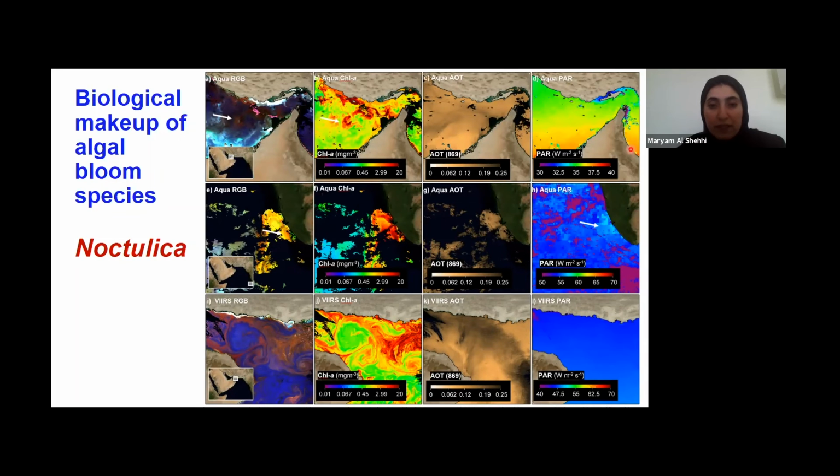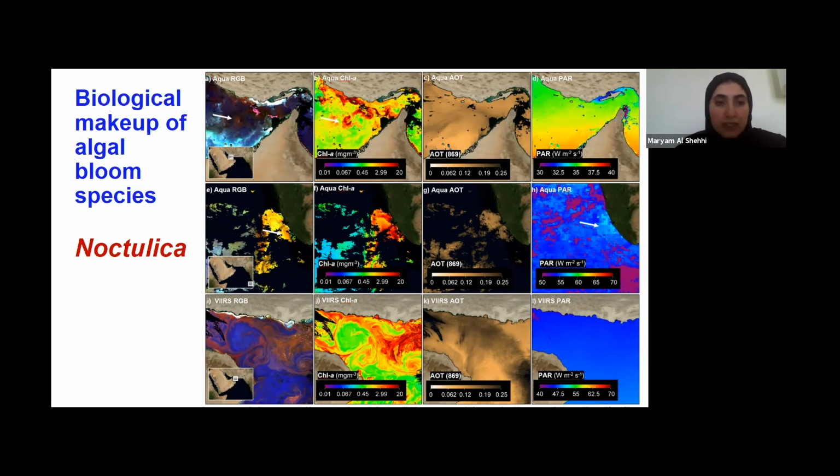And if we look at the photosynthetically active radiation part, Noctiluca exist in areas with PAR between 35 and 56. So that's why this high range of PAR radiation, between 35 and 56, makes Noctiluca able to exist in both seasons, the southwest monsoon and the northeast monsoon.